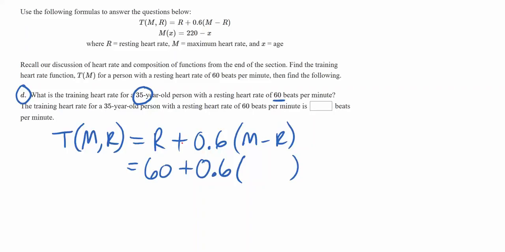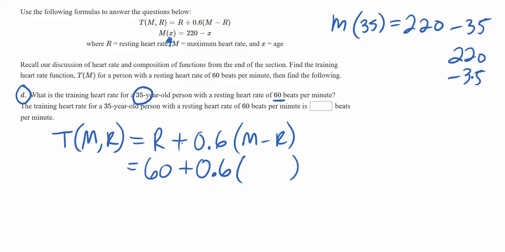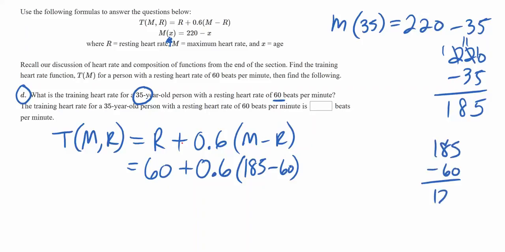But we got this M value. Here's our problem. The M value is 35. It should be M of 35. So we need to plug in 35 into there. So it'd be 220 minus 35. A little bit of work there. Let me go ahead and subtract that out. That looks like 185. And then we're going to subtract 60 from that. So 125.